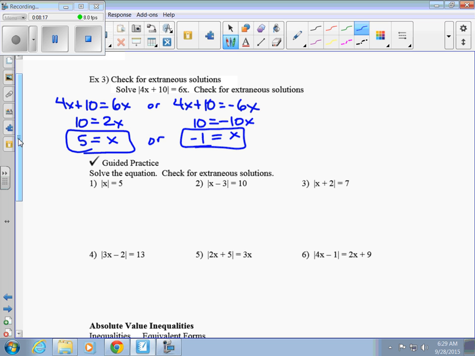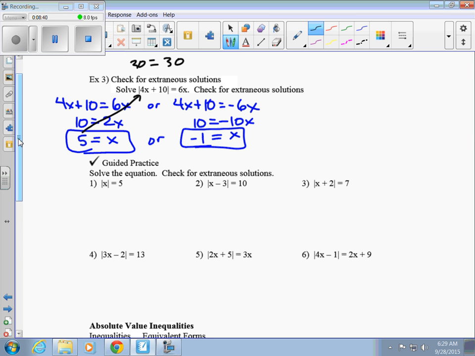So those are our 2 solutions, but we must check them to make sure that they both work. So let's do that. Let's put the 5 in up here. That's 20 plus 10 is 30. The absolute value of 30 is 30. So the left side's 30. 6 times 5 is 30. That one works, because we get 30 equals 30.